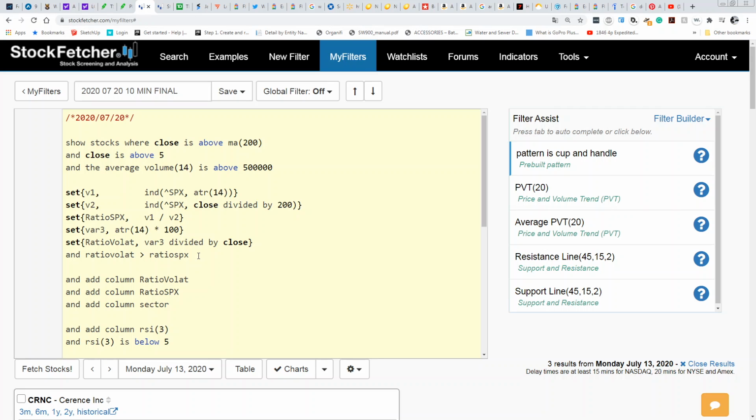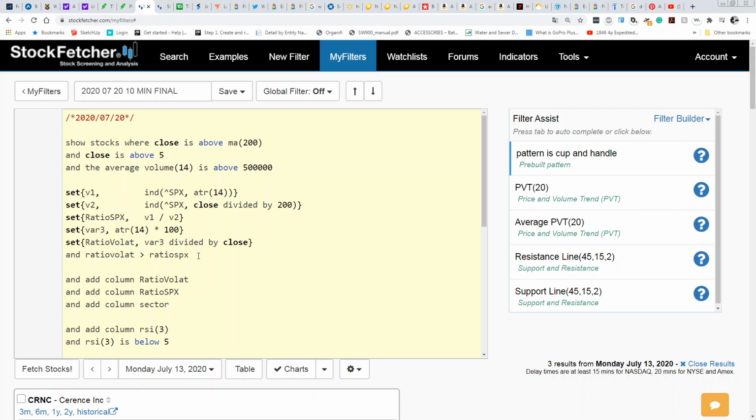I can show you here. Like this stock that came out, the volatility ratio is 7.66, and the S&P is 3. This is the S&P times 2, so it's more than twice the S&P. Okay, so enough for that.